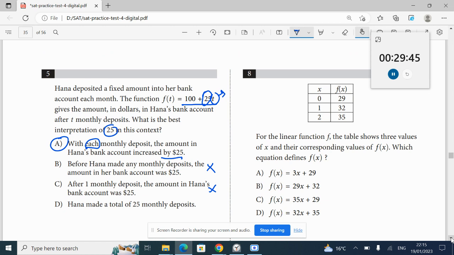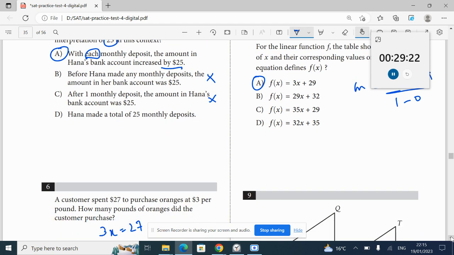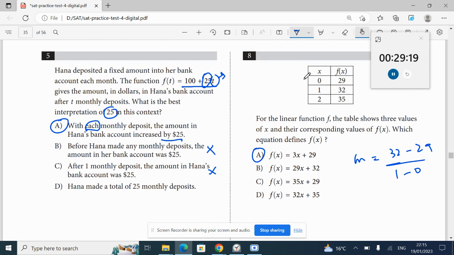For linear function f, the table shows three values of x and their corresponding values of f(x). Which equation defines f(x)? Just find the gradient. It's going to be 32 minus 29 over 1 minus 0, so this has to be 3. So this is A. Or the other way is that x is 0 and y is 29, so just see the y-intercept, but in that way only two values will be eliminated.